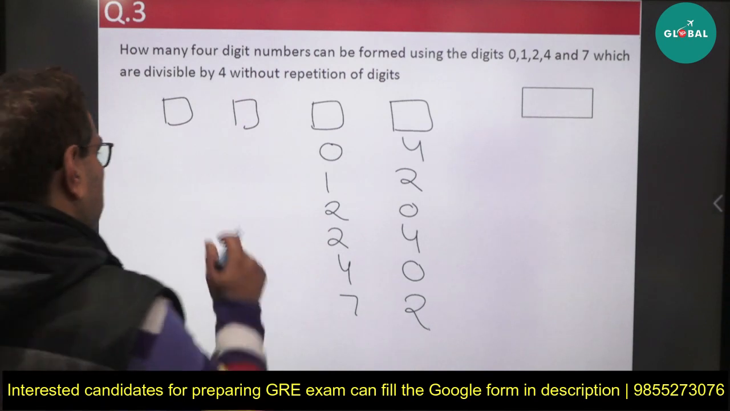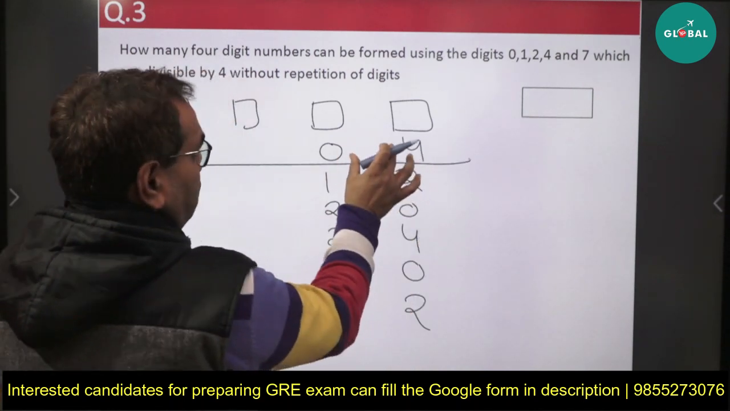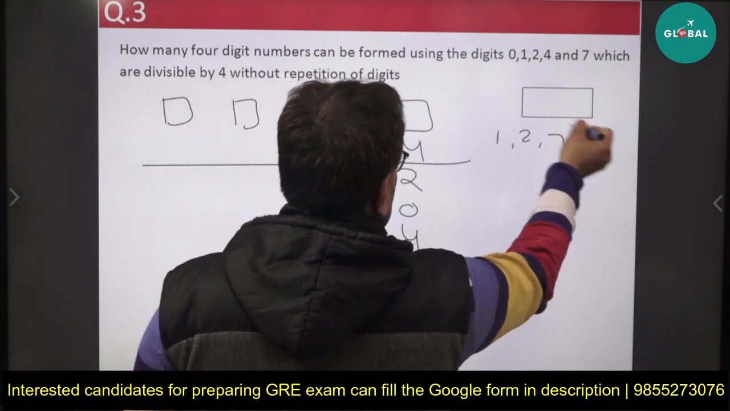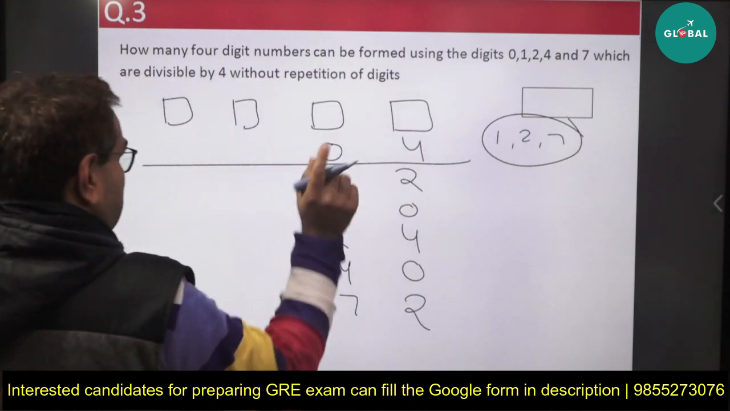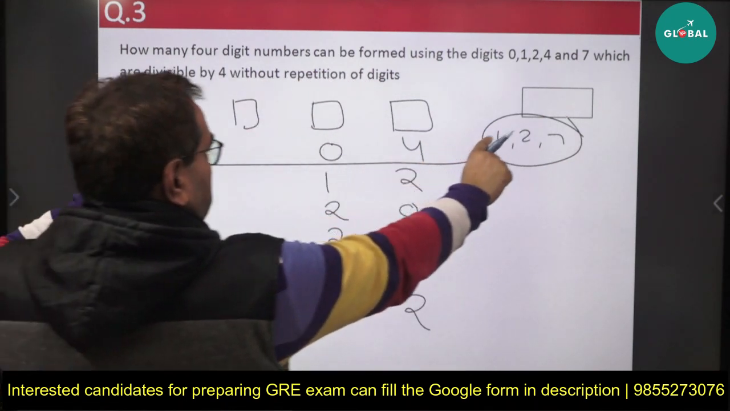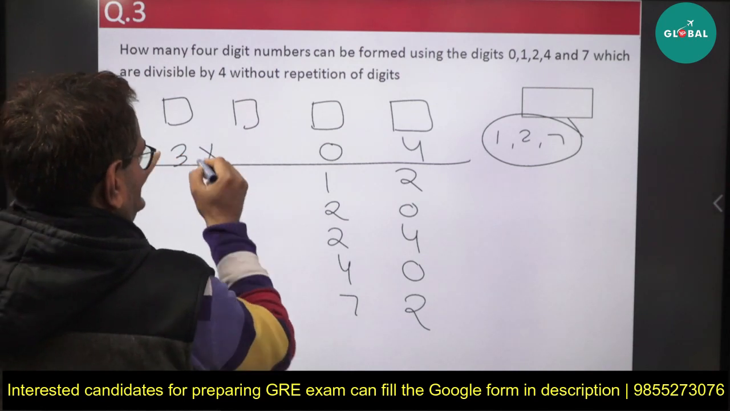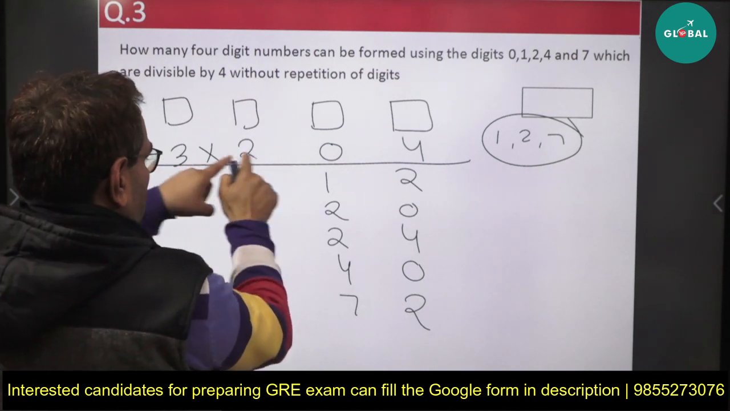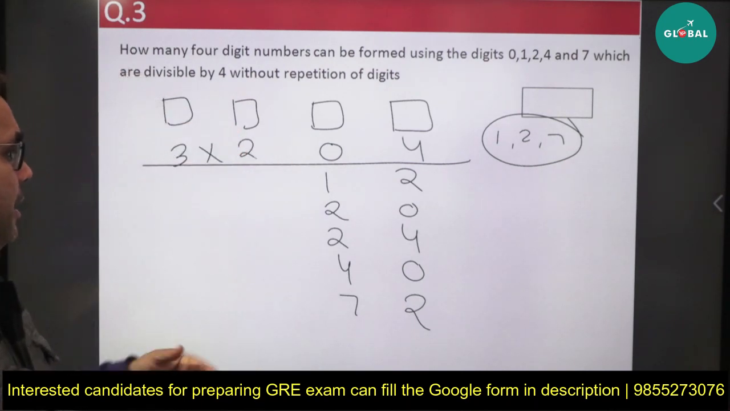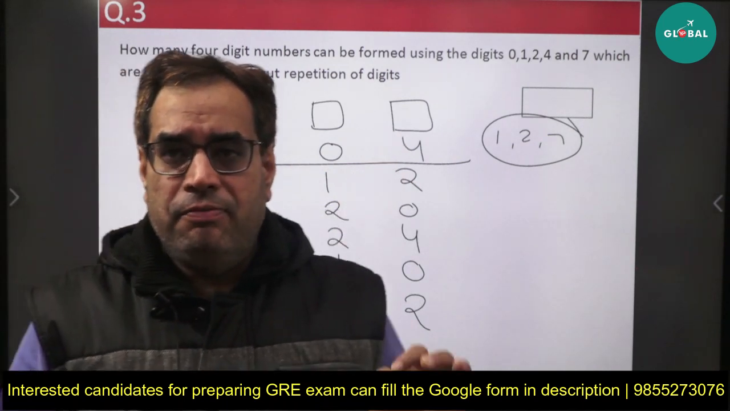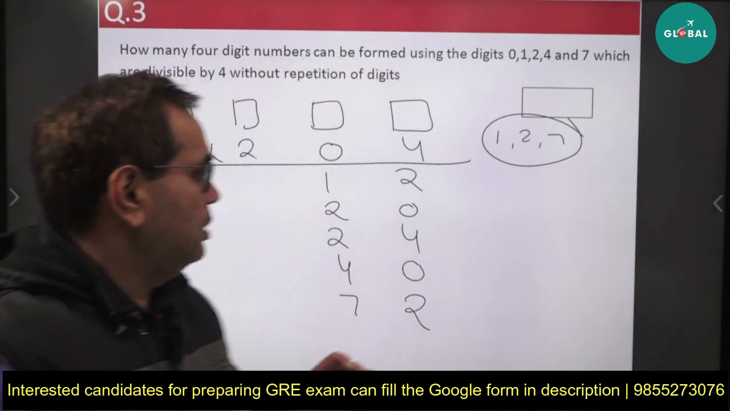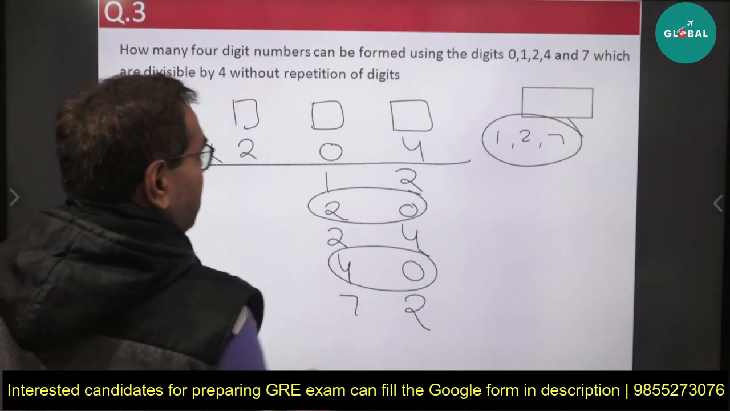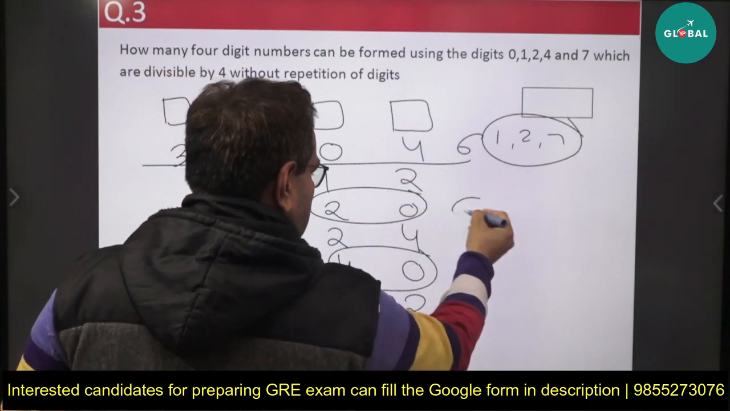Now if the last 2 digits are 0 and 4, so 0 4 is used here, now we have 1, 2, 7 left. Repetition is not allowed. This position can be filled in 3 ways, so 3 into. After putting a digit here, this position can be filled in only 2 ways, so 2. So 3 into 2, 6. So there will be 6 numbers ending with 0 4, all divisible by 4. Similarly here also, 6 numbers.